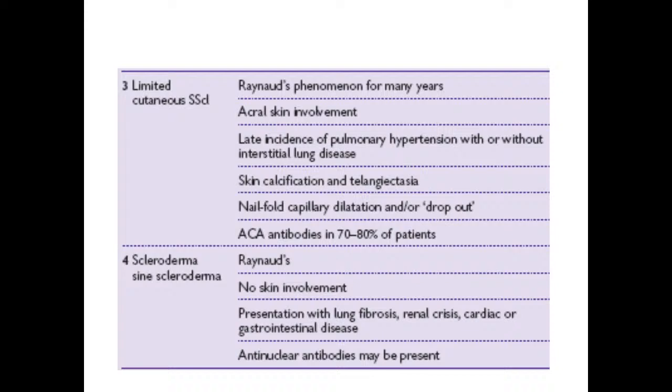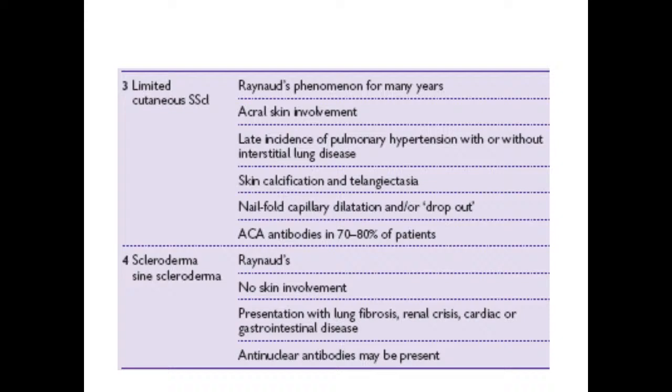In addition, there can be skin calcification, telangiectasia, and there can be nail fold capillary dropouts, as is seen in diffuse cutaneous systemic sclerosis. The characteristic antibody seen in limited cutaneous systemic sclerosis is anti-centromeric antibodies. It is seen in a large majority of this group of patients, but even this antibody may be present or absent in a small subgroup. So you should not deny the diagnosis even if these antibodies are absent.